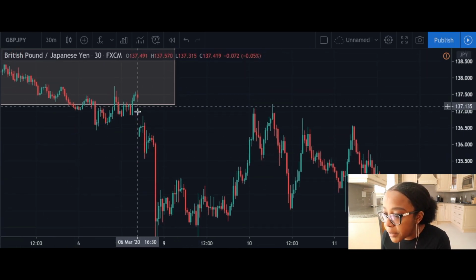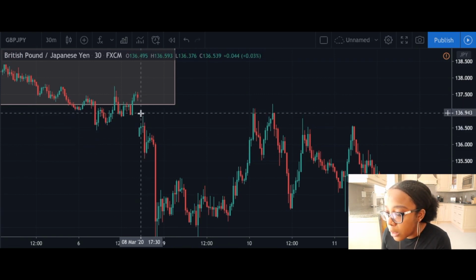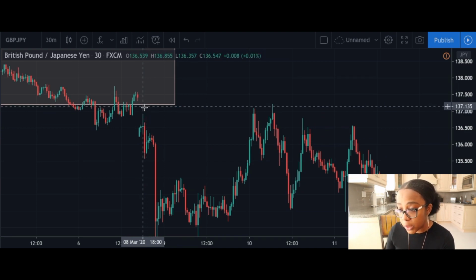So price had gapped down, it came back up and retested just where the edge of the gap happened. It did not come all the way back up here. So that's another thing to keep in mind. You won't see it perfectly play out how you visualized it.